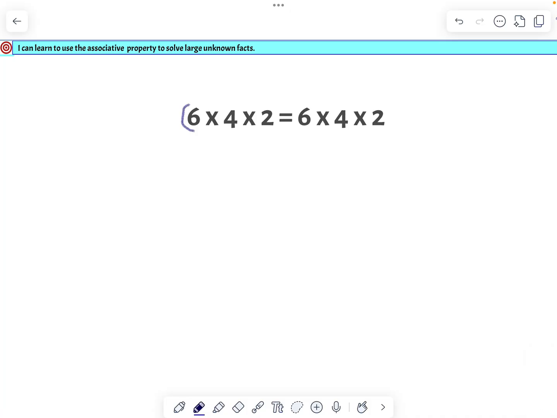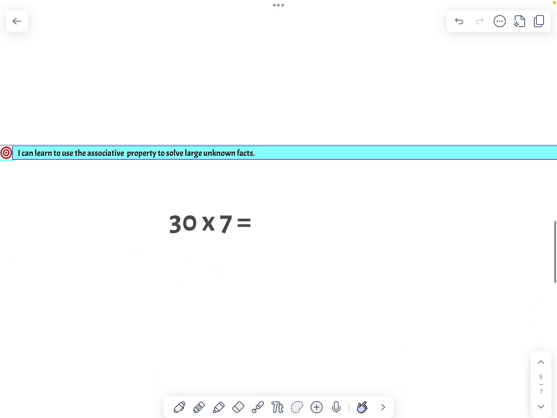So 6 times 4 times 2, or 6 times 4 times 2. 6 times 4 is 24 times 2. We're going to say that's the same as 6 times 8. We know that 24 plus 24 is 48, and we know that 6 times 8 is 48. Again, regardless of which numbers were associated together, we still get 48 on either side as a product. Next problem.